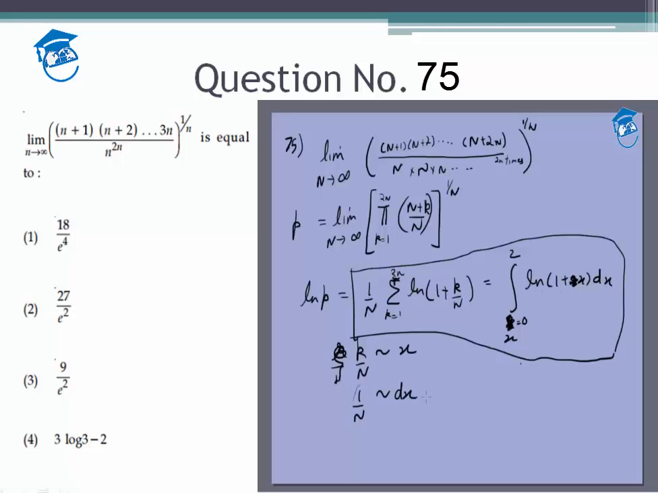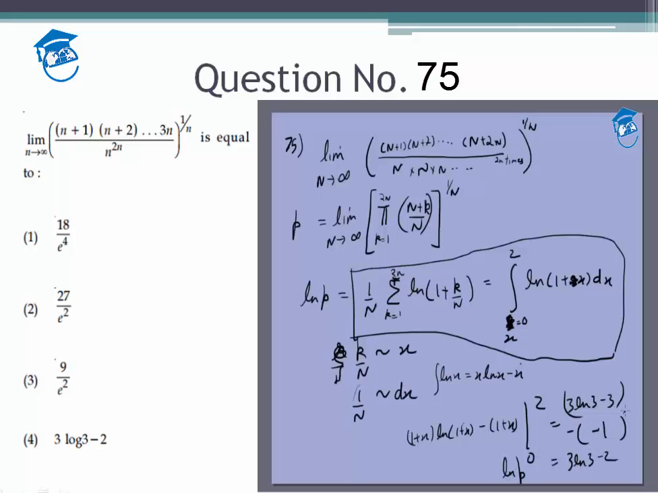Now we know what the integral of this is. The integral of ln x is x ln x minus x. So this will be (1 plus x) ln of (1 plus x) minus (1 plus x), going from 0 to 2. The value at 2 will be 3 ln 3 minus 3, minus the value at 0, which will be 1 times ln of 1, which is 0, and this will be minus 1. So it comes out to be 3 ln 3 minus 2.